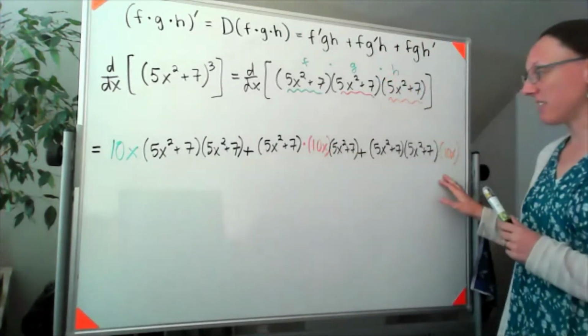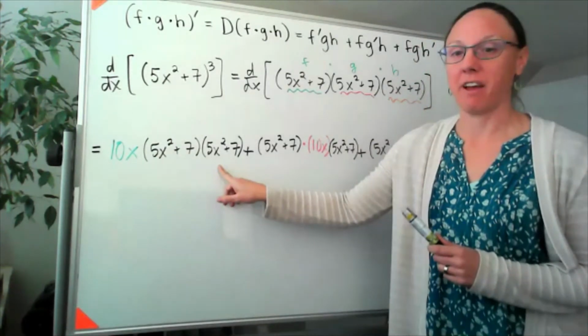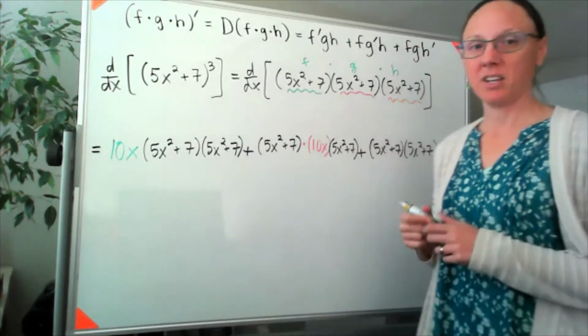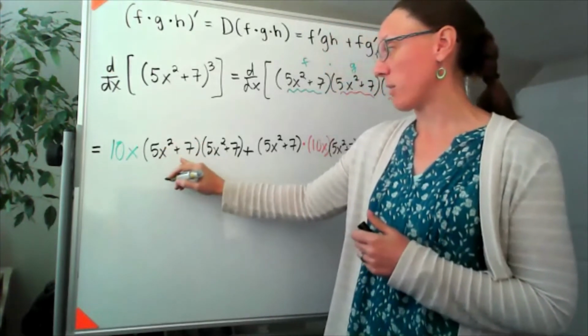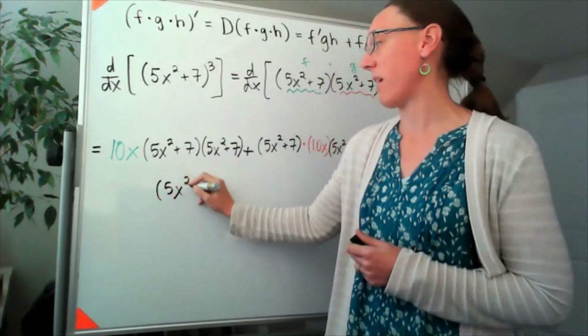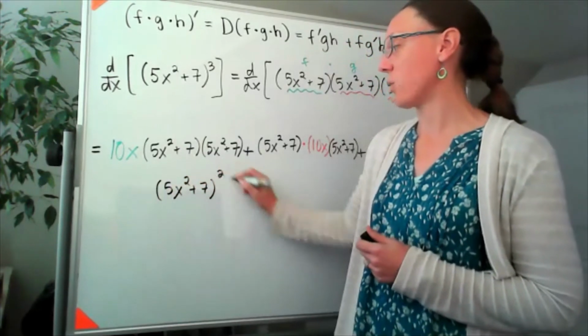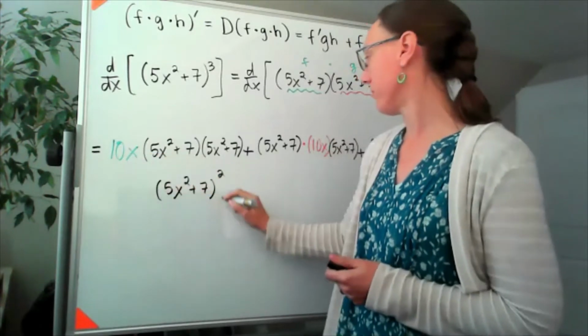Each of these has a 5x squared plus 7 times another 5x squared plus 7. Well, we can write that differently. So I can take that 5x squared plus 7 times another 5x squared plus 7 and write that as 5x squared plus 7, squared. And then we still have times the 10x over there.